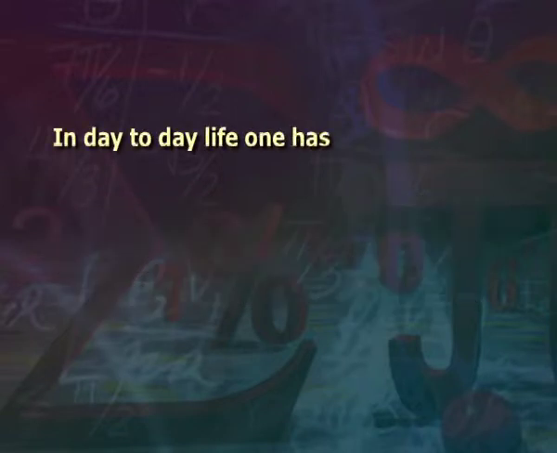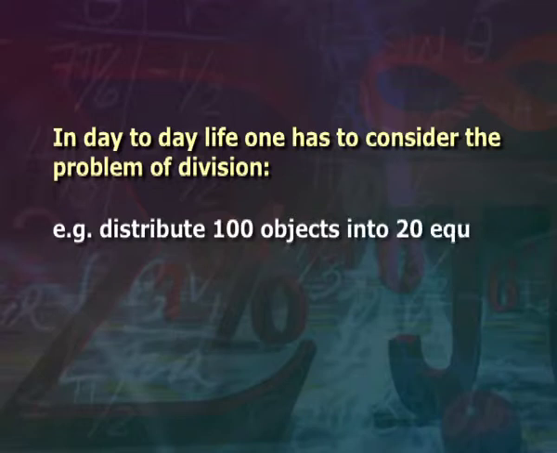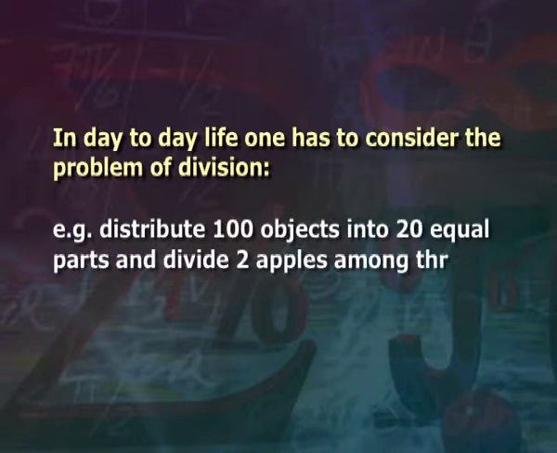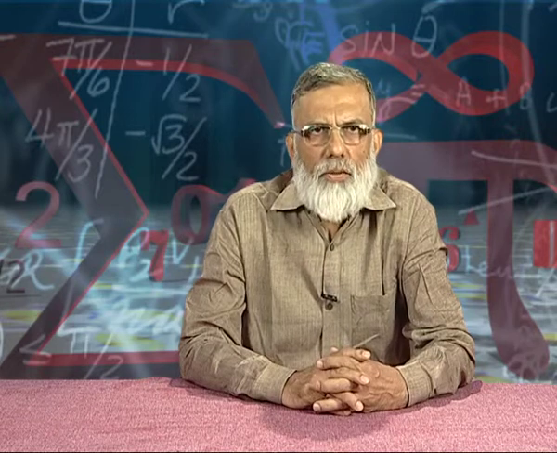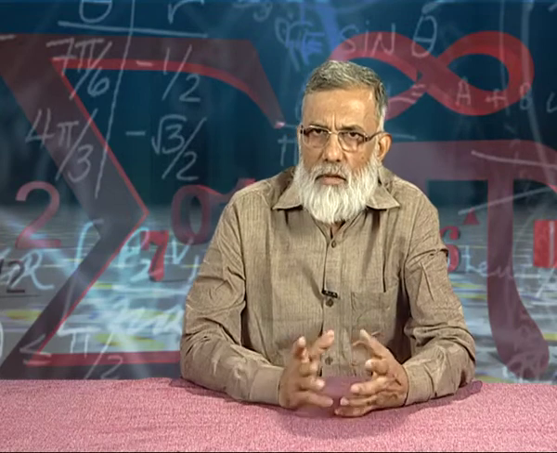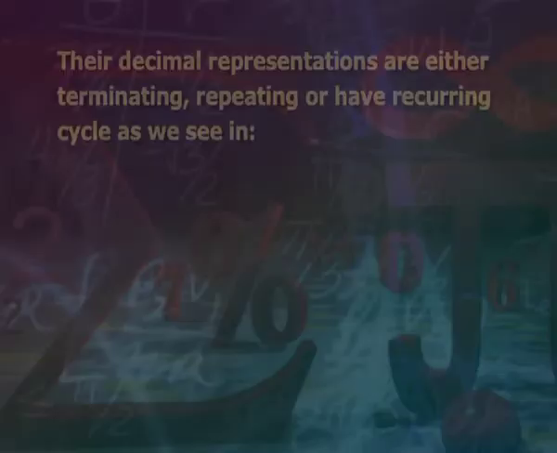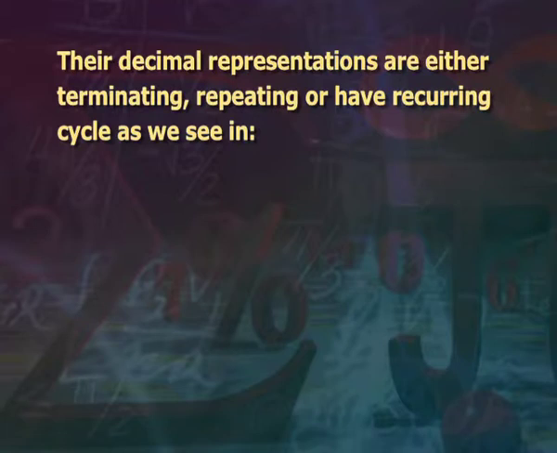In day-to-day life, one has to consider the problem of division, as for example, distribute 100 objects into 20 equal parts and divide 2 apples among 3 persons, and so on, so that it is not difficult to imagine how important are the numbers of the type p upon q, where p is an integer and q is a positive integer. These numbers are known as fractions. They are also called the rational numbers. Their decimal representations are either terminating, repeating, or have recurring cycle, as we see in the examples.